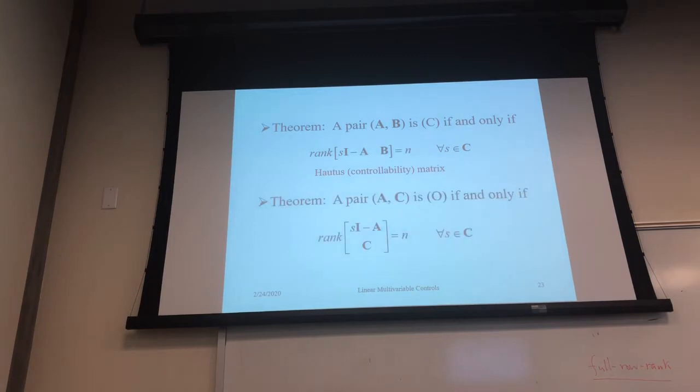This is very useful in the polynomial matrix approach. The same thing can be proven: if A and C can be written this way and it's full row rank, then it's called observable. This is called the Hautus observability matrix. So I already made a comment that this is actually useless. You need to check all numbers in the complex plane. How can you do that?